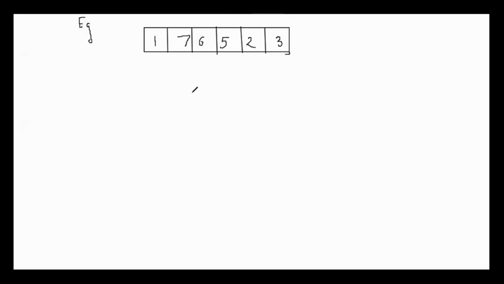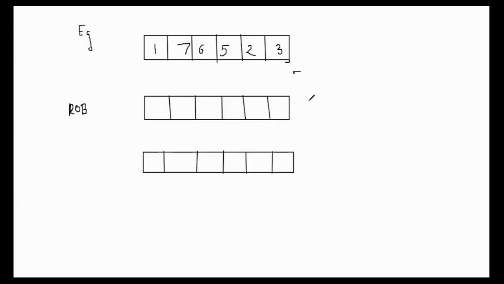For every house, I have a choice whether to rob that house or not. Let's move from behind, and I make two arrays: one for my profit if I rob this house, and another for my profit if I do not rob this house, maintained for each and every index. What would be my maximum profit, or the earning I can make?